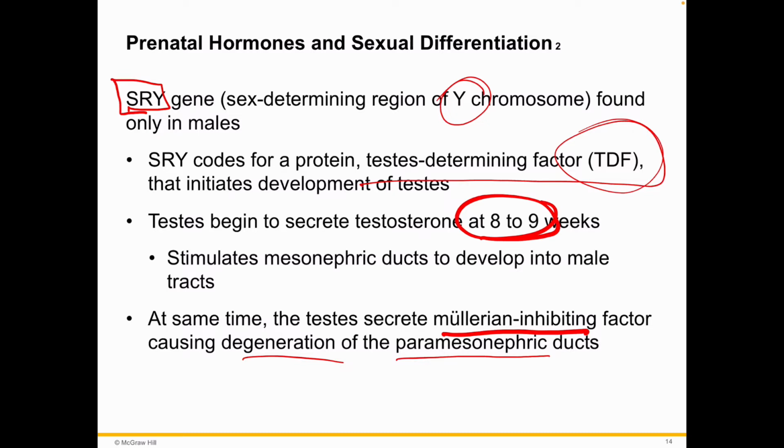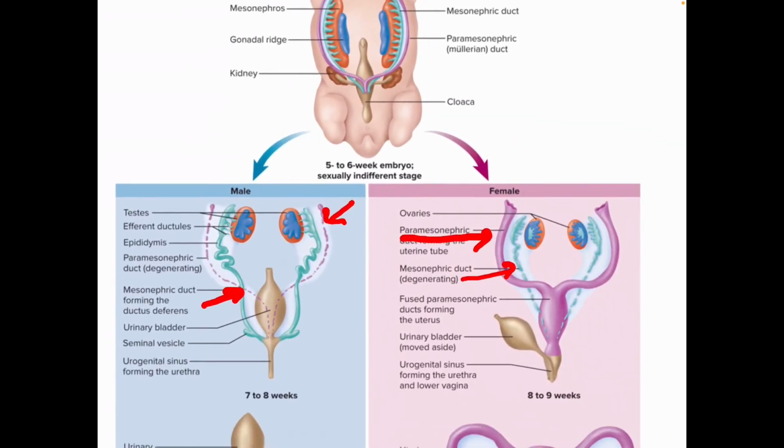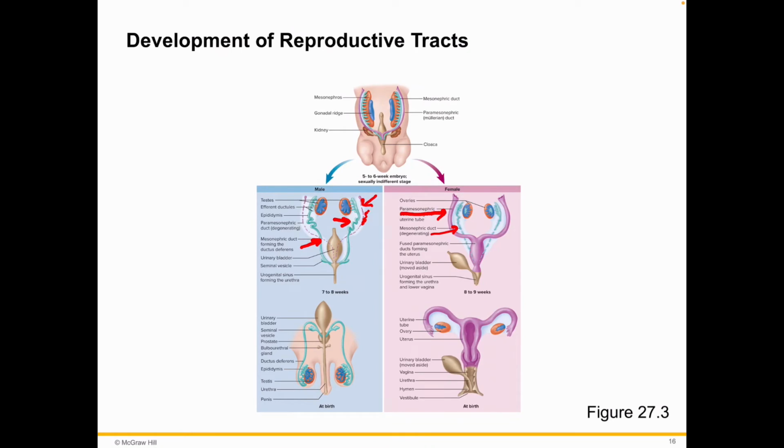And the other thing that this TDF does is have the body commit to the mesonephric ducts so that they can develop into some of the male tracts, which we'll look at a little bit later. And then here's the pictures again, right? So remember, here's the pictures. In males, we're going to start dissolving these, and we're going to commit here to the mesonephric ducts. Okay, go back. Let me go back.